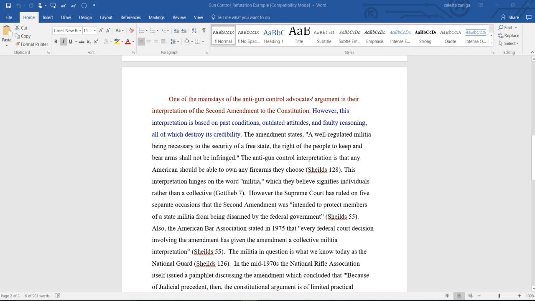One of the mainstays of anti-gun control advocates' argument is their interpretation of the Second Amendment to the Constitution. Okay, so that was the opposing viewpoint, and then they go into their however. Now that's not enough ink for this. You've got to give them more space, talk about the Constitution a little more, really support their argument so your reader's like, I'm on board with their side, and then do your however.